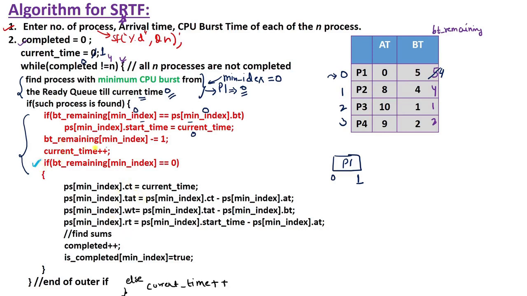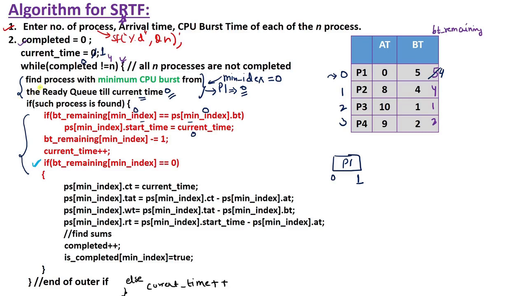So we will say after decrementing by 1, if this remaining array has 0 value. So this is 4, so this is not equal to 0, so that means P1 has not completed. So we will simply skip this if, and then we will go back again to this while loop. Again completed is 0 only. No process has completed.